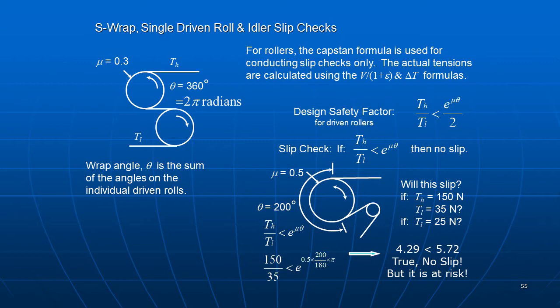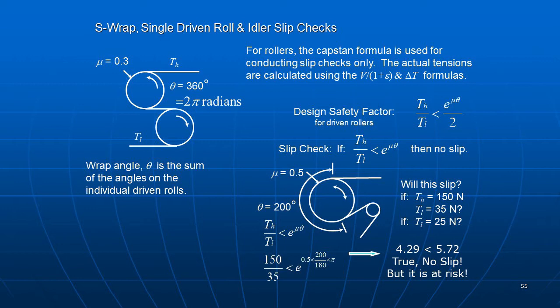For the example on the right-hand side, we've got 200 degrees of wrap on this roller. We've got a coefficient of friction of 0.5. We can calculate an e to the mu theta value of 5.72. Our tension ratio is 150 newtons divided by 35 newtons, or 4.29. And so our actual tension ratio, 4.29, is less than our e to the mu theta value of 5.72. As shown in this example, it won't slip.